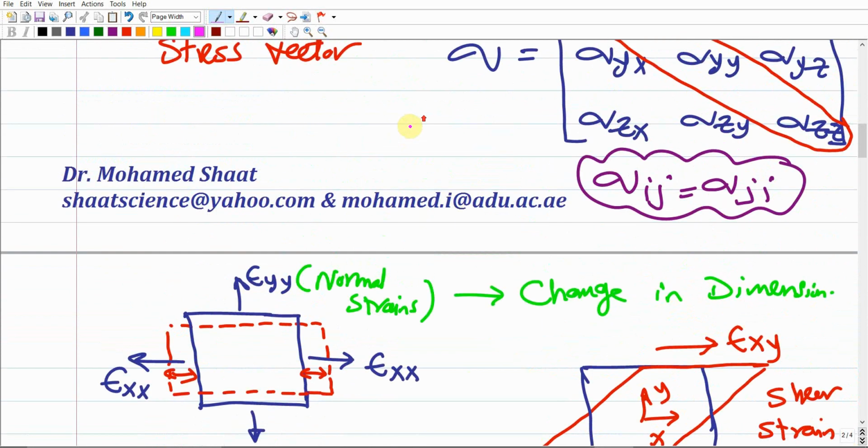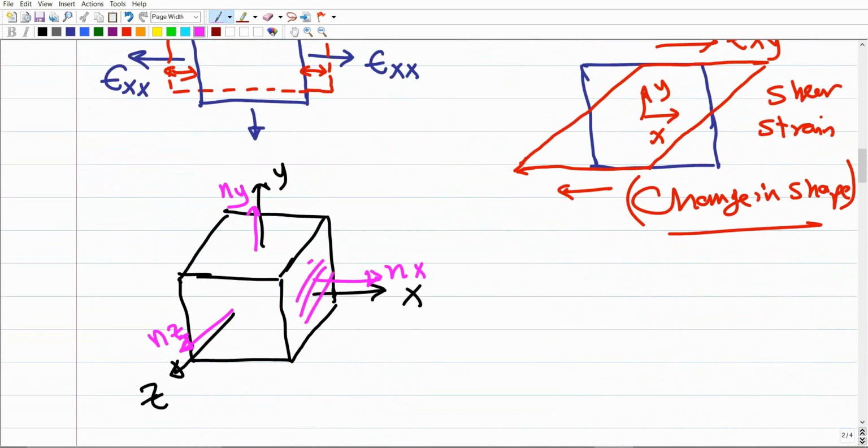So when we mention NX, we mean this surface. When we mention NY, we mean this surface. When we mention NZ, we mean this surface. Make sense? So these unit vectors each refer to a specific surface: NX refers to the surface whose normal is the X-axis, and NY refers to the surface whose normal is the Y-axis.